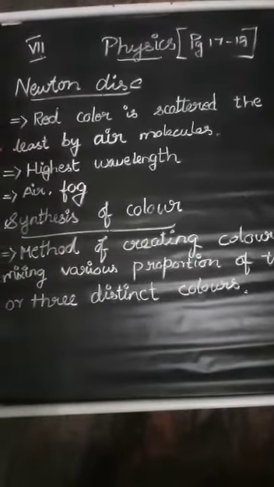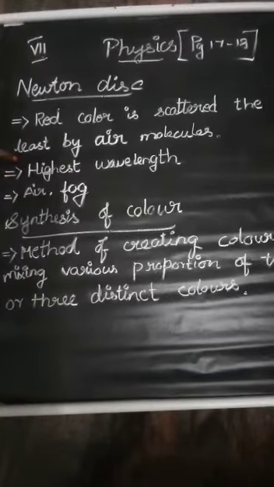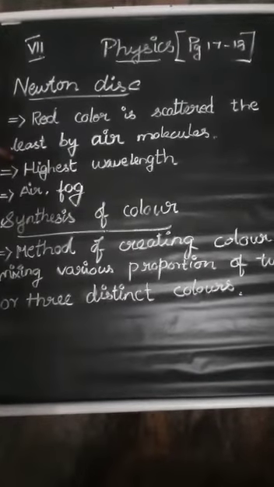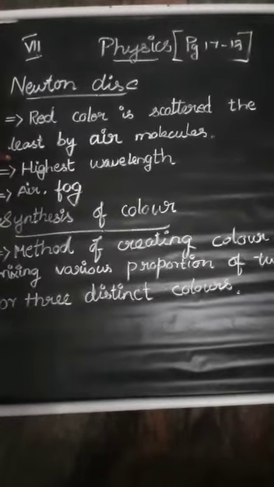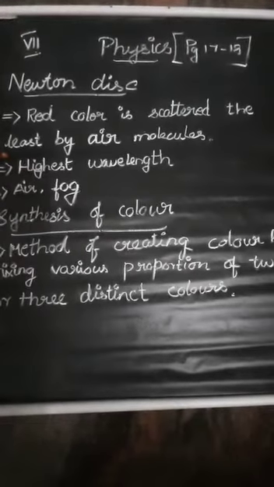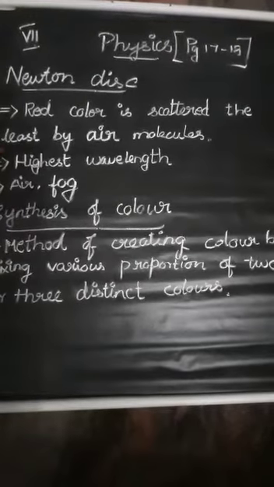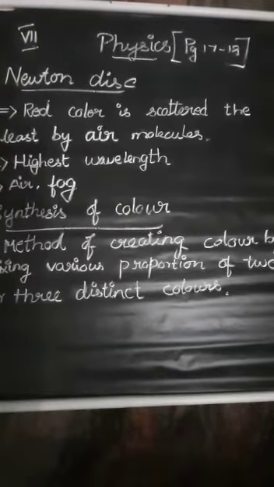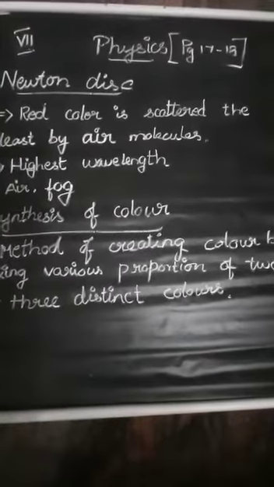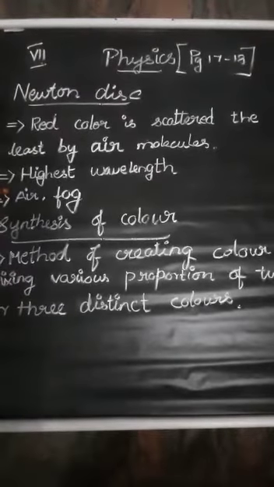Red color has the highest wavelength compared to the other colors. The red color only has the highest wavelength, so that only it is fixed in the traffic signals. Then at the backside of vehicles also they fix red colors. So the red color is able to travel the longest distance. Even in air fog it can be seen; that color only we can see brightly.